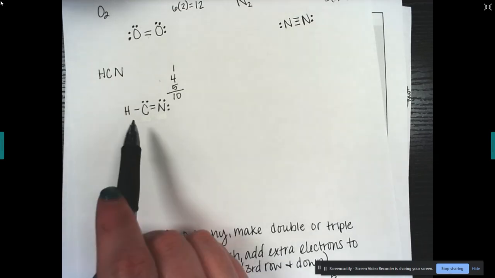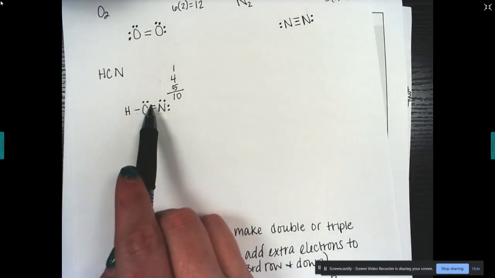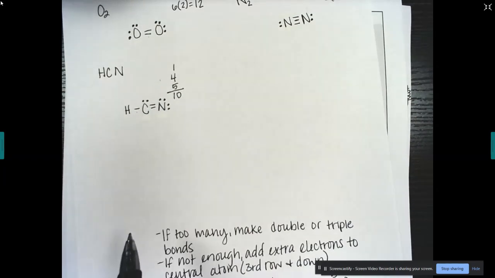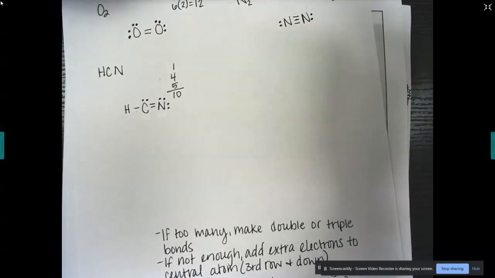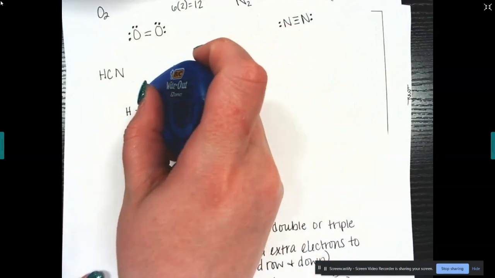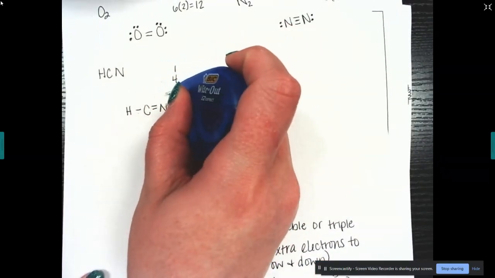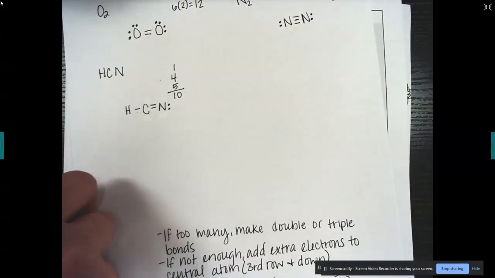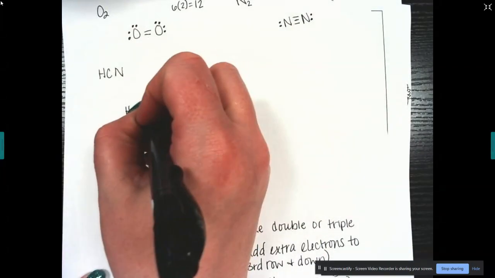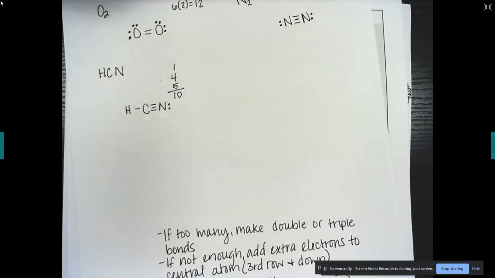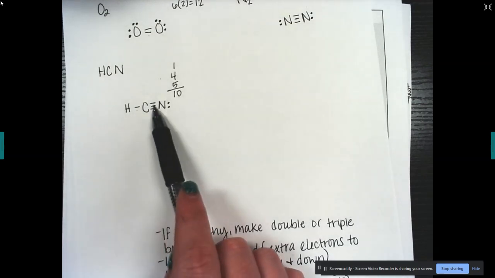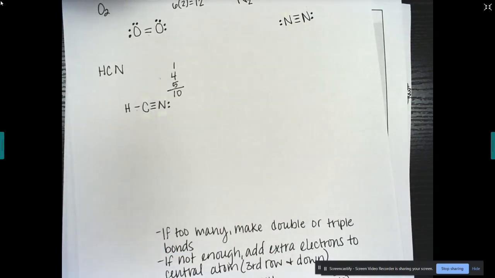Okay, so 2, 4, 6, 8, 10, 12. Still too many. So repeat that process. So take away another pair from each one, and let's try a triple there. So 2, 4, 6, 8, 10. And that's good.